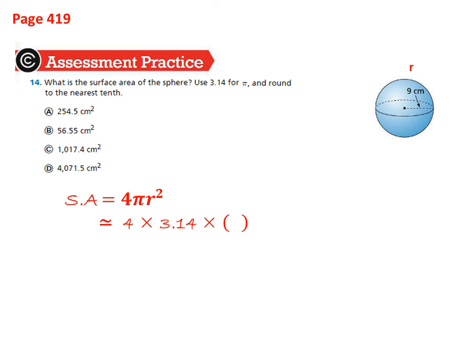4 stays the same. According to the question, instead of pi, use 3.14, the approximated value of pi, times r. Instead of r, it's 9, so 9 squared. Now multiply. The final answer will be about 1017.36 square centimeters. According to the question, it's required to find the answer to the nearest tenth. So to the nearest tenth, it will be about 1017.4 square centimeters. So of course, the correct answer is C.